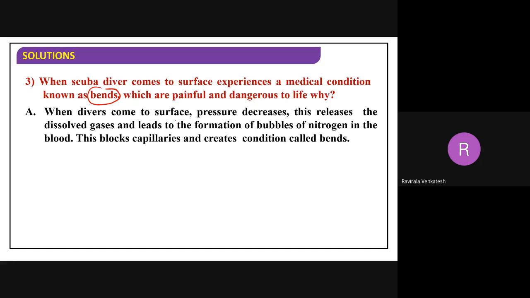When divers come to the surface, suddenly the pressure will decrease. This releases the dissolved gases. The dissolved gases in the blood lead to the formation of bubbles, because gases escape from liquid solutions only in terms of bubbles. So the blood is releasing bubbles of nitrogen. This may block the capillaries and create a condition called bends. So this is the answer for this question.